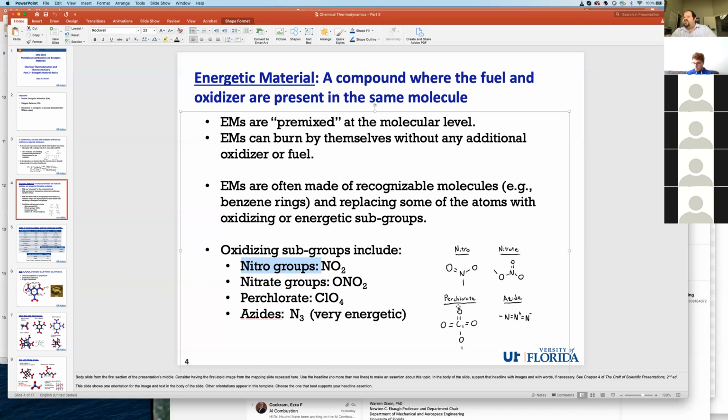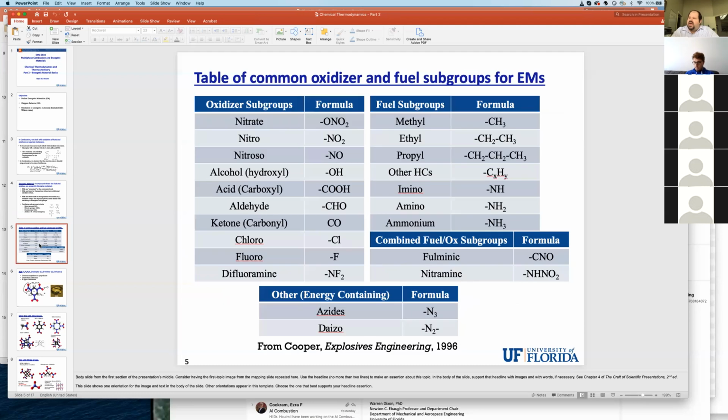And there's a whole slew of these things, and I have a table of them in the next slide. The nitro group is very common, the nitrate group is common, and the perchlorate group is a very strong oxidizer. I'm not going to go through the whole table. I basically ripped this off from Explosives Engineering, and there's all sorts of things. There are nitrate groups that you can look for, nitroso, aldehydes, ketones, all sorts of things. And these are oxidizer groups. And for fuel subgroups, you can take H and replace it with a methyl group, or replace it with amino. And then there are all sorts of things that are added to these.